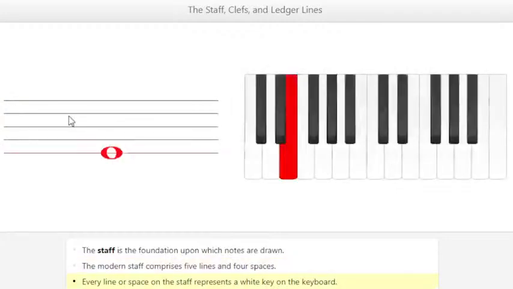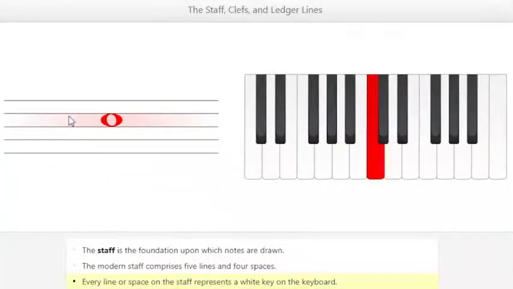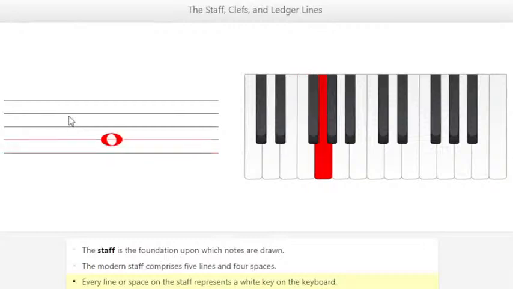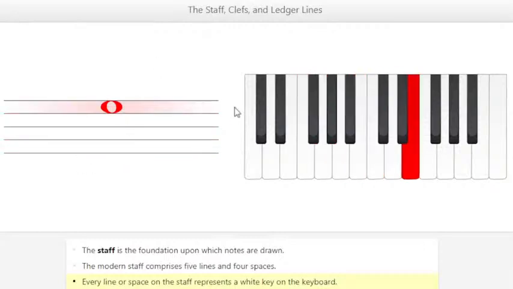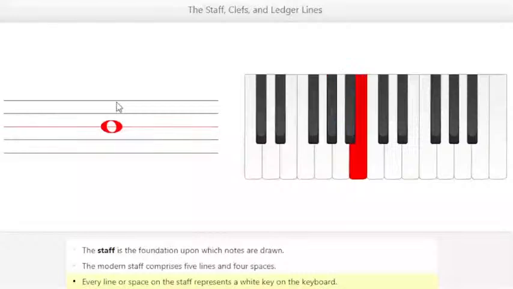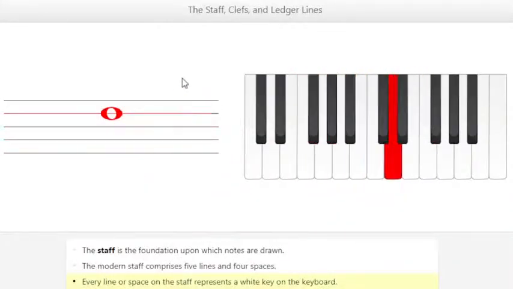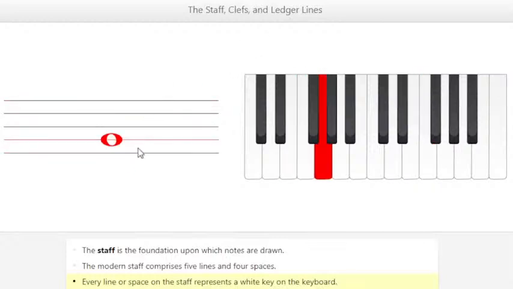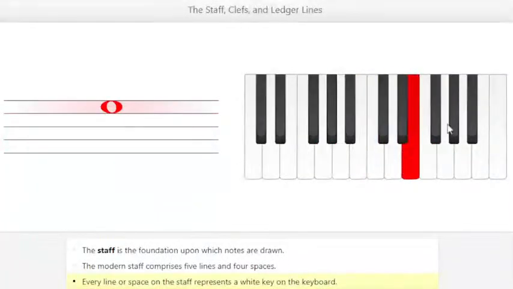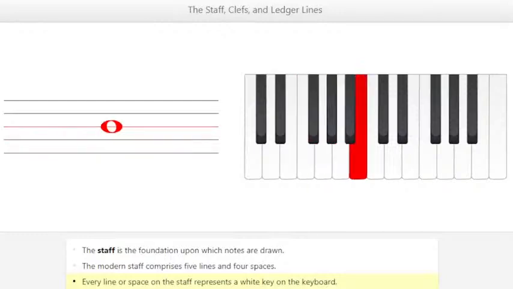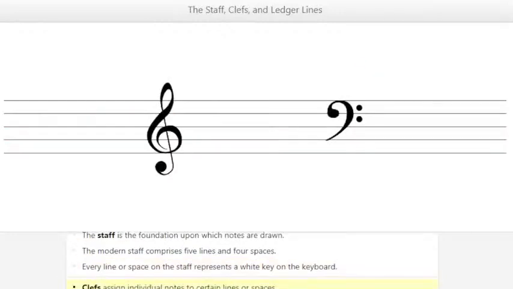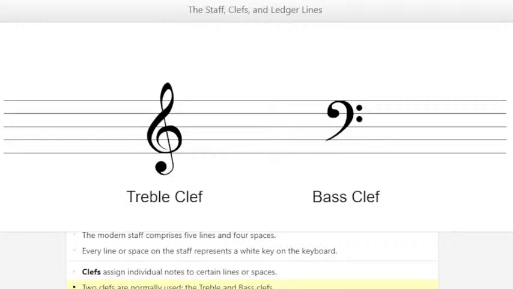Now, every line on the staff represents a white key on the keyboard. So each of these lines and each of these spaces, when you click on it, you would see that it represents one note on the keyboard. Now we have these two symbols. You will also get to see them when you begin to sight sing. And these symbols are called the treble clef and the bass clef.